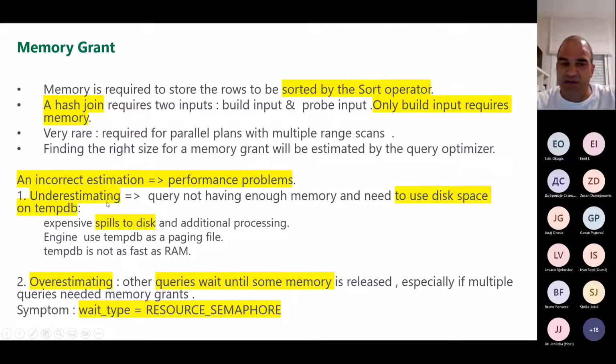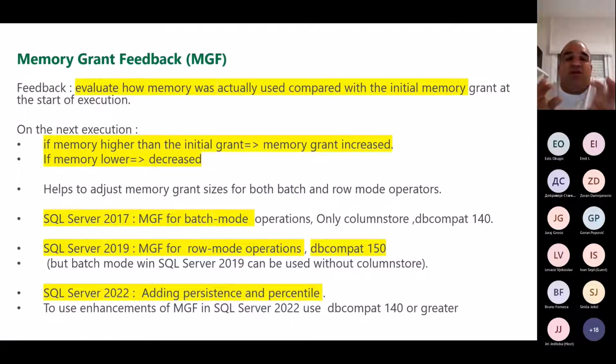So underestimated, overestimated. Memory grant feedback. Memory grant feedback in SQL Server evaluates how memory was actually used and compares it with the initial memory grant at the start of the execution. On the next execution, if the memory used is higher than the initial grant, the memory grant is increased. If memory used is lower, it's decreased. So it helps us to adjust the memory grant size for both batch and row mode operators.